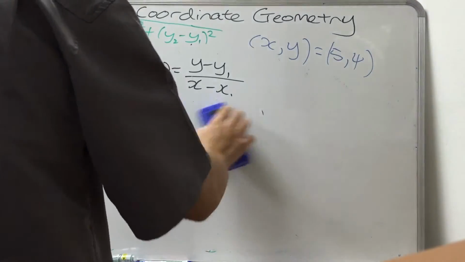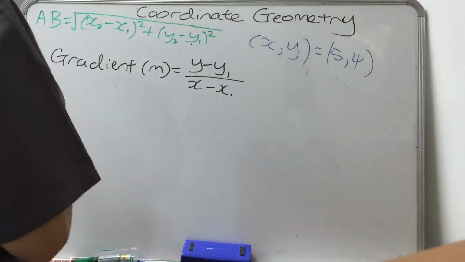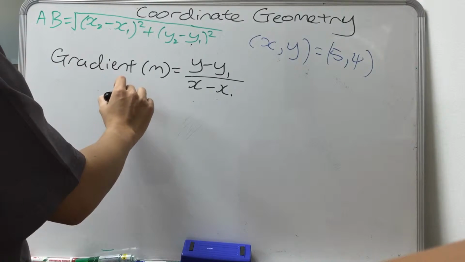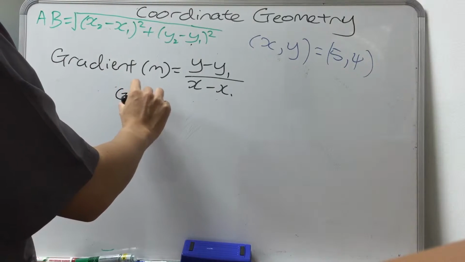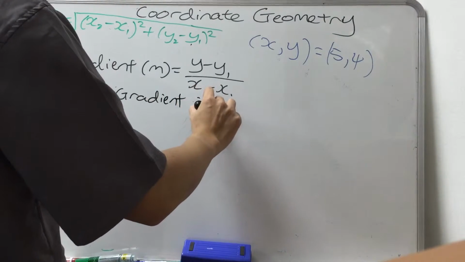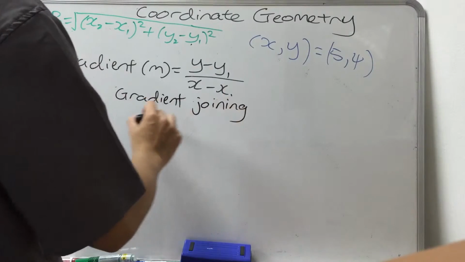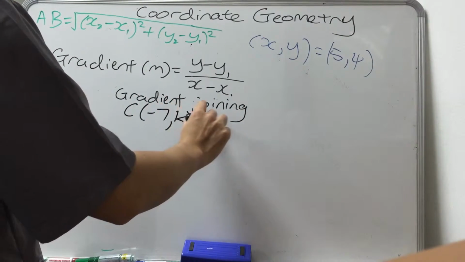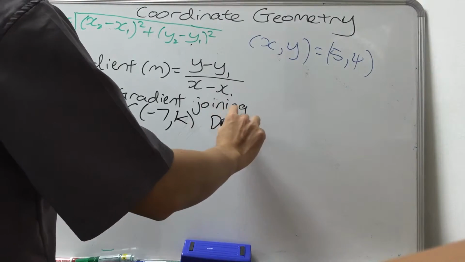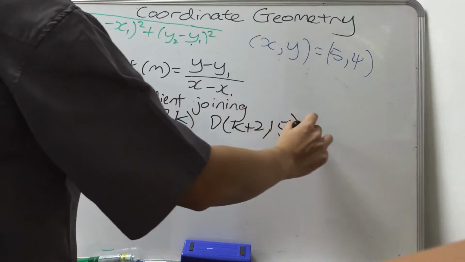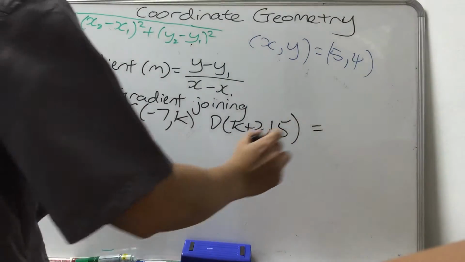Okay, so using this example, we have another question. What happens if you have a gradient of a line joining these 2 points, C (minus 7, k) and D (k plus 2, 15)? The gradient is 3/5.